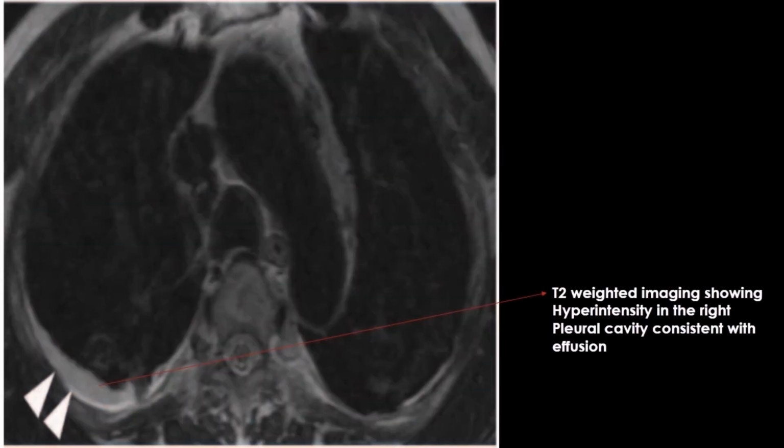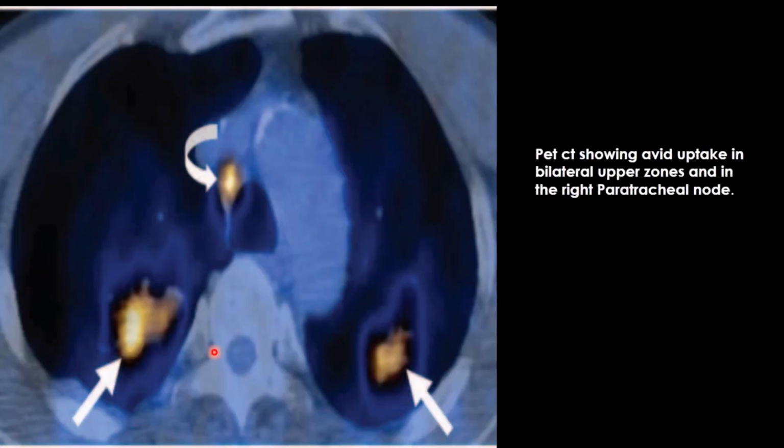This is an axial T2 weighted MR image of the same patient, where you can find hyperintensity in the pleural cavity, which is consistent with effusion. This is a PET CT in the similar patient, where you can find there is avid FDG uptake in the bilateral upper zones and also in the right paratracheal node.